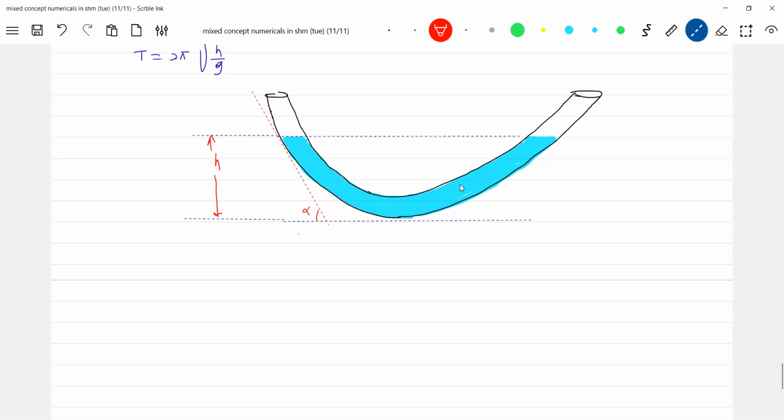Similarly, draw a tangent to the tube so that it touches only at the free surface. I'll put a dot so that there's a tangent. That free surface is very important. So you draw a tangent such that it touches at the free surface. The angle made by the tangent has to be substituted in the time period.